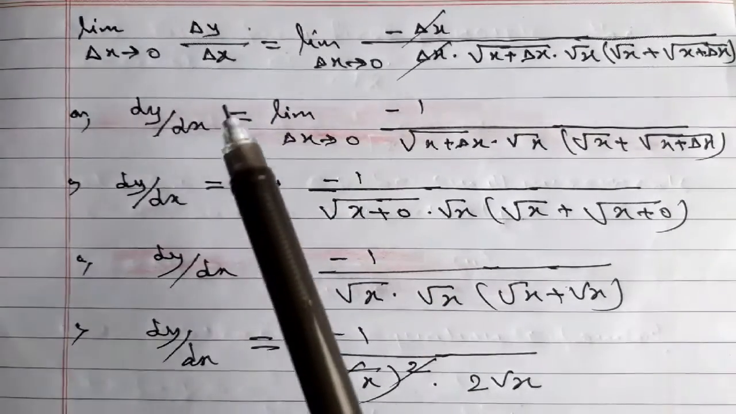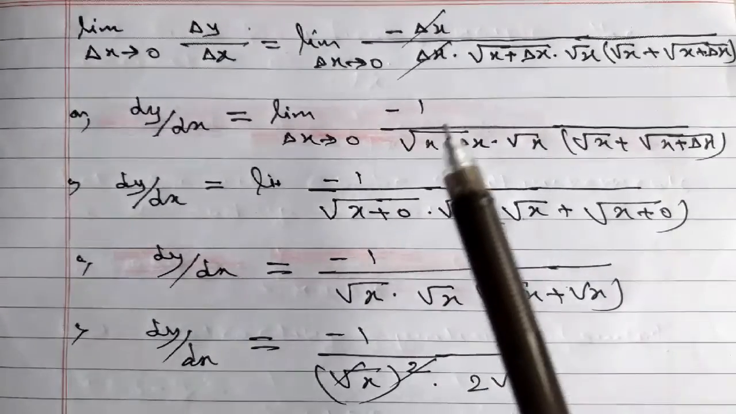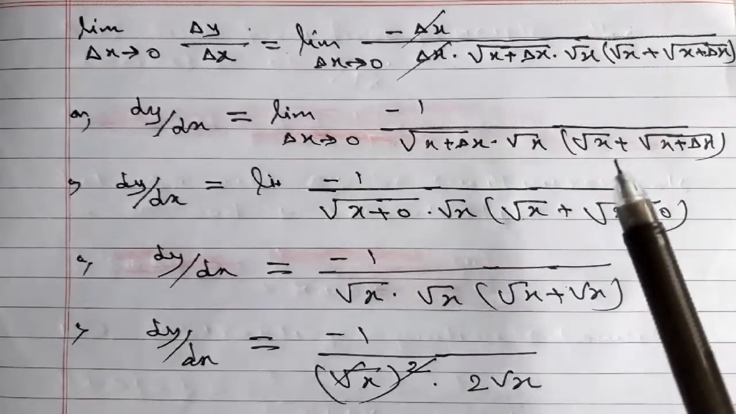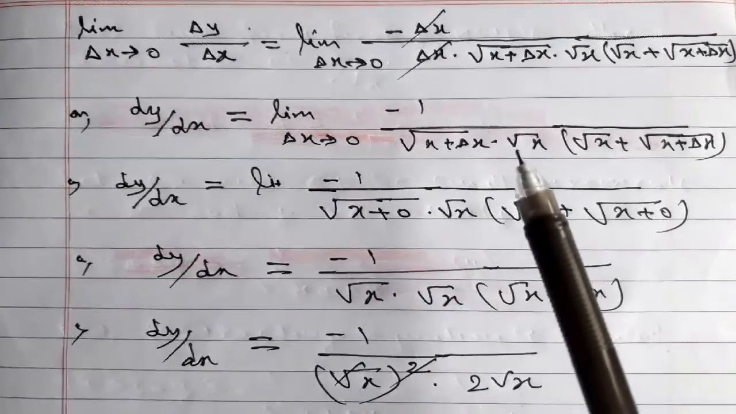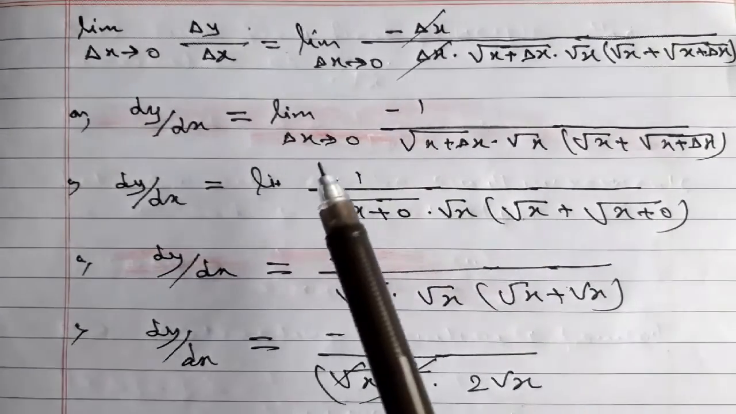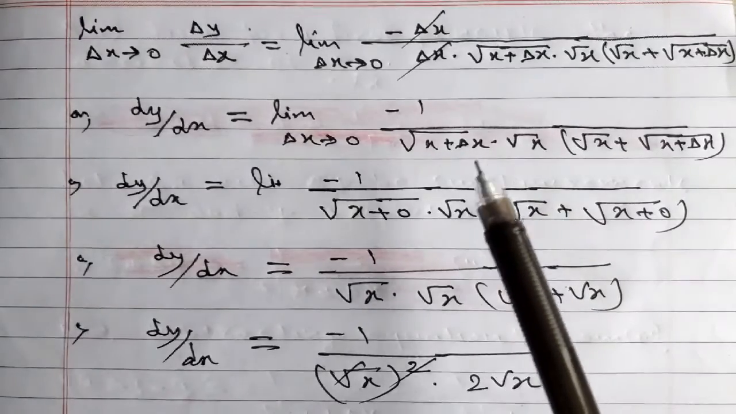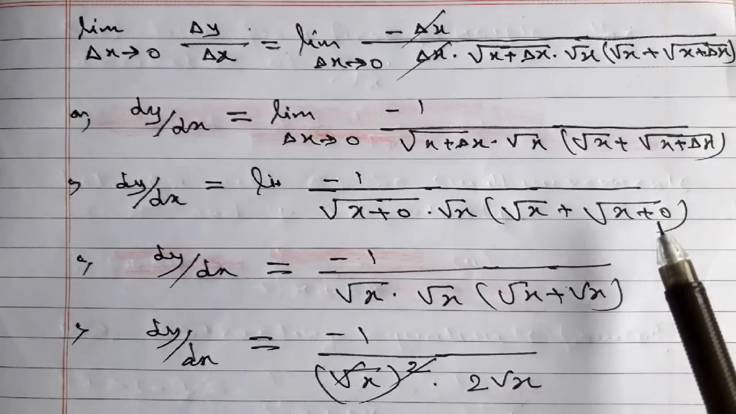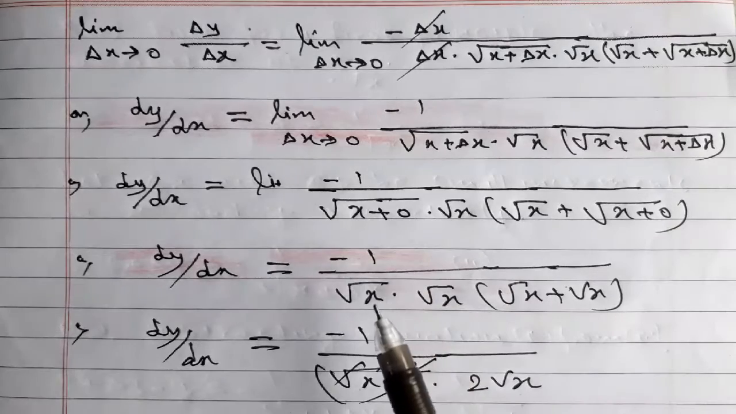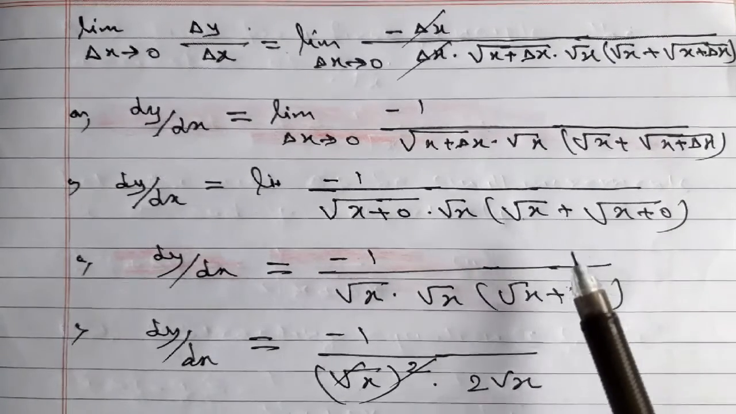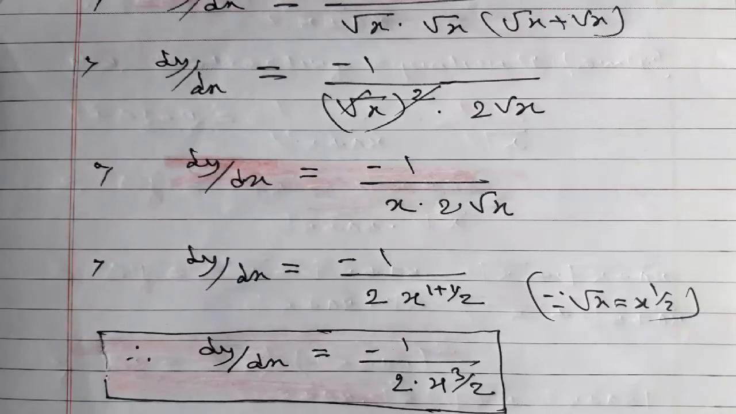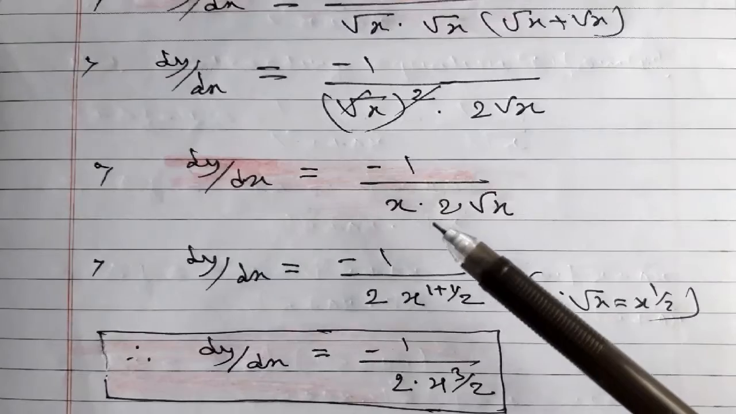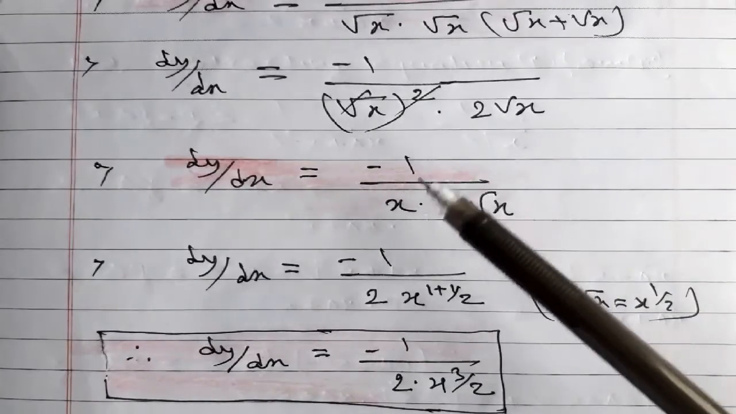Take limit on both sides. Limit delta x tends to 0, delta x will cancel, then we get minus 1 by other terms keeping as it is, equals dy by dx is equal to, now putting the value of delta x as 0, because the 0 by 0 form has been eliminated. So putting delta x as 0, x plus 0, other terms as it is, then we get dy by dx is equal to minus 1 by root x into root x plus root x. Root x plus root x is 2 root x, and root x into root x is root x whole square, square and root will cancel, then we get dy by dx is equal to minus 1 by x, square and root cancel, so we get minus 1 by x into 2 root x.